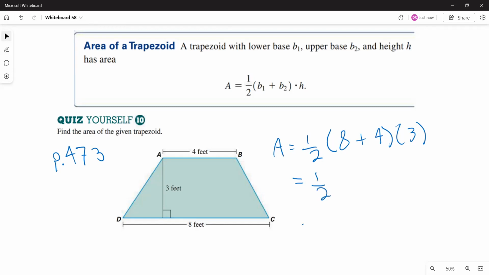So that is 1/2. 8 plus 4 is 12. And you know that 12 over 2 is 6. So the area is 18 square feet.